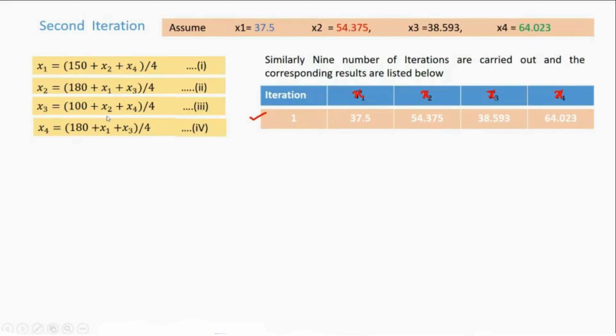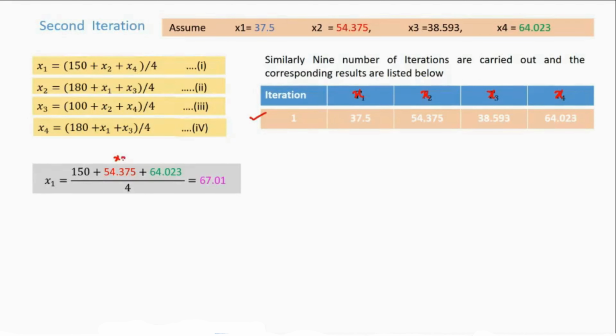Now we have to compute the x1 value. For computing the x1 value, 150 plus x2 plus x4. What is the value of x2? See here, the value of x2. I have indicated it by the same color, red. So this is the x2 value, and then the x4 value.